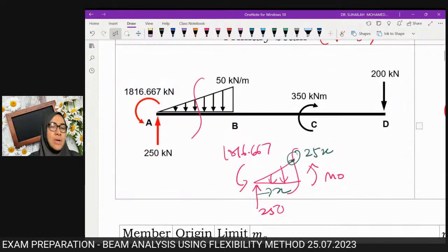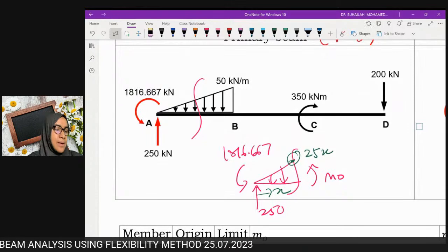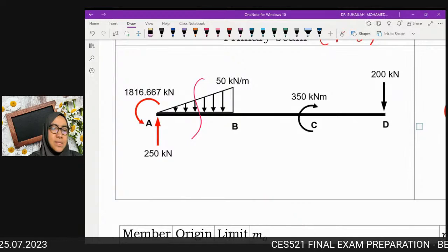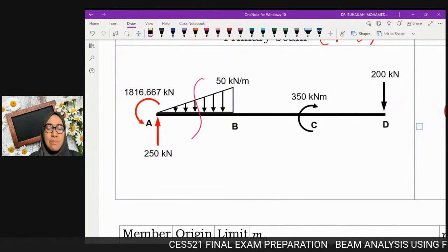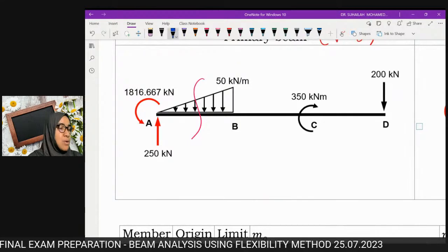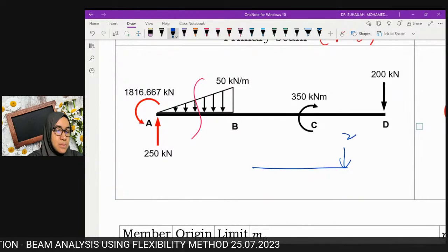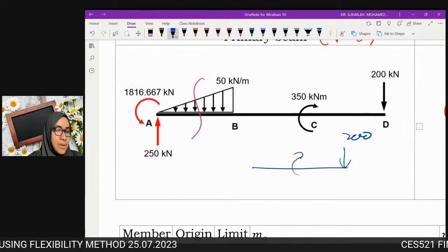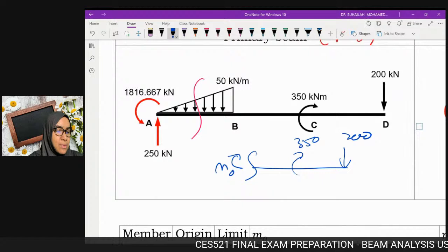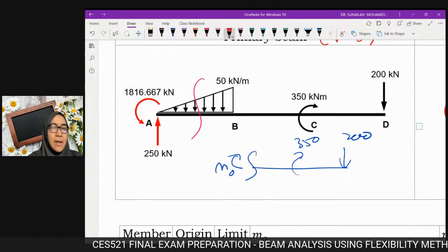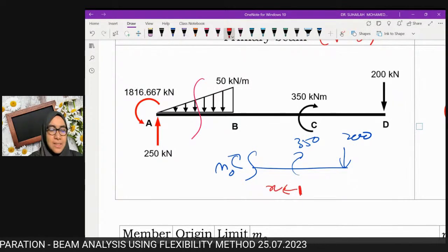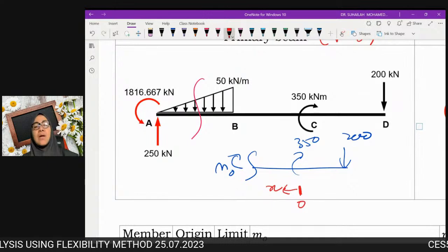Now look at the diagram again. We want to write the moment equation for cutting section BC by taking C as origin. So we have 200, and then we have 350, and then this is the cutting section. This is M naught. Remember that this is the origin, which means this is x and this is 0.